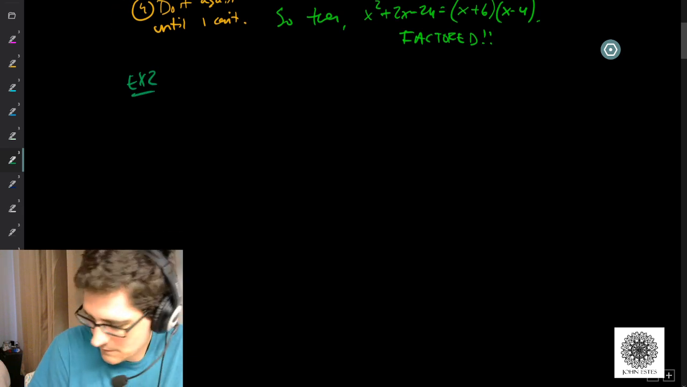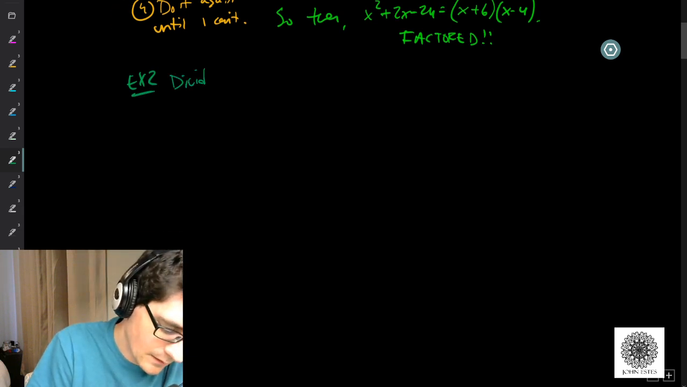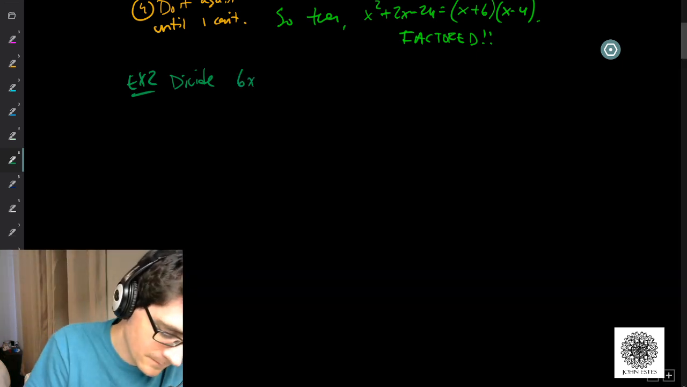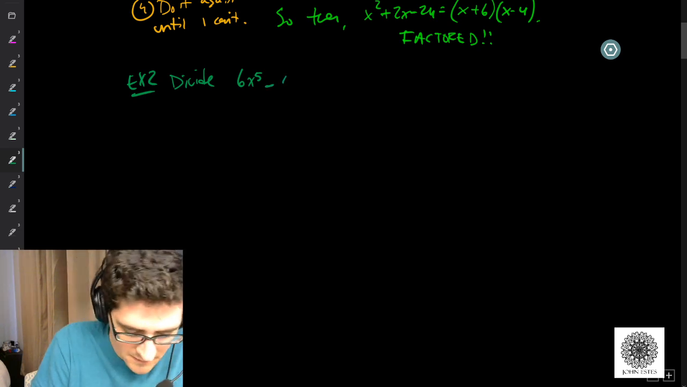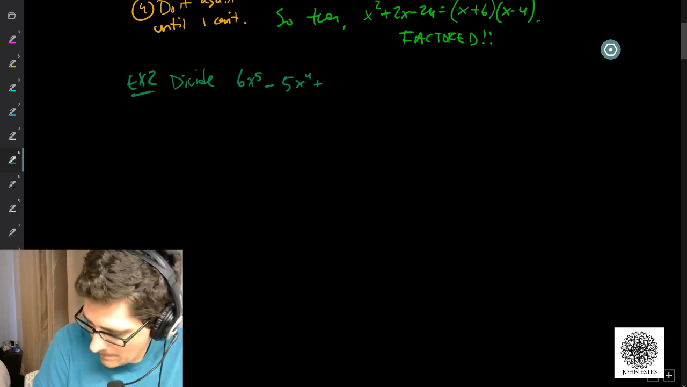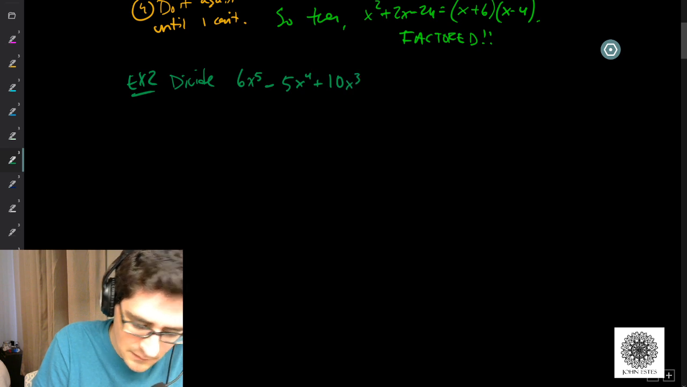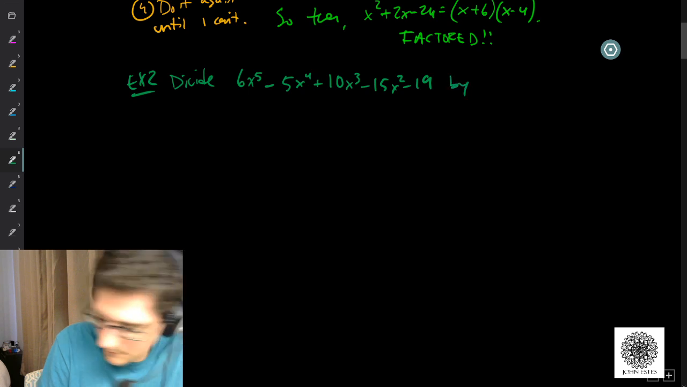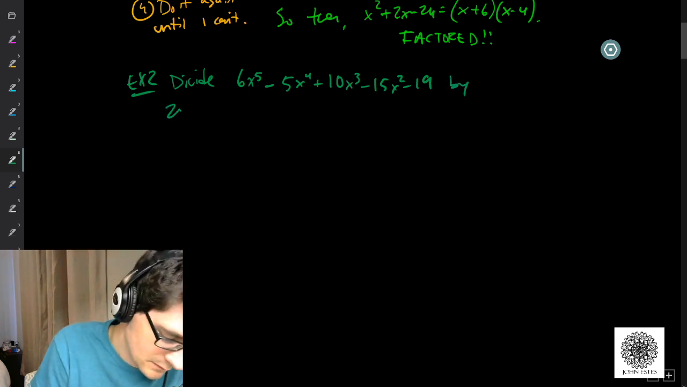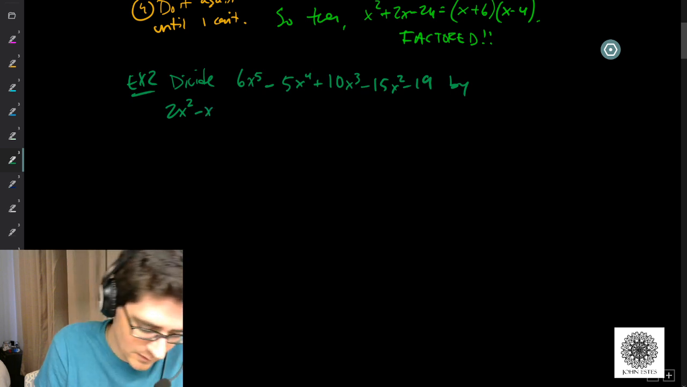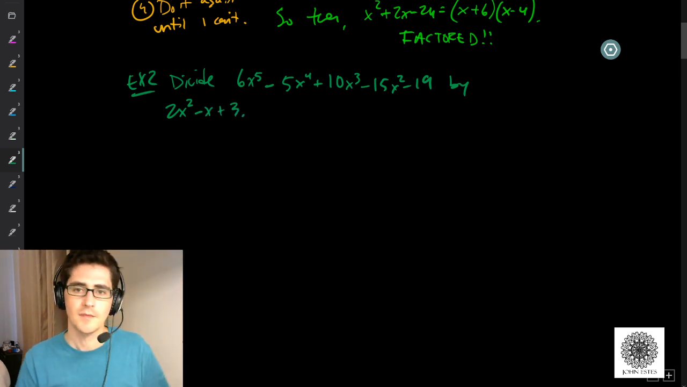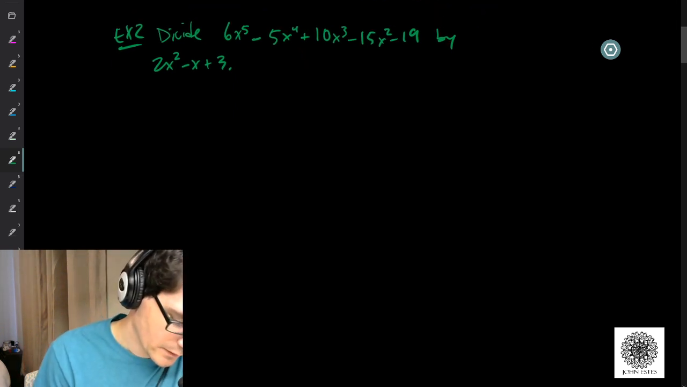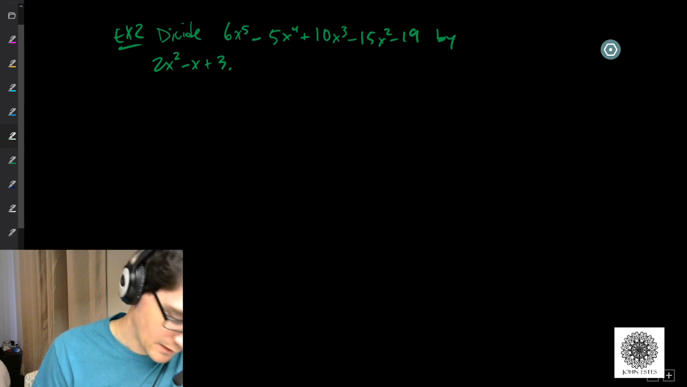So example 2, this time we want to divide, and I'm getting this example from the text, 6x to the 5th minus 5x to the 4th plus 10x cubed minus 15x squared minus 19. We want to factor all that by 2x squared minus x plus 3. Okay. All right. Man, that's a lot. Okay. We are going to just run the same thing again.